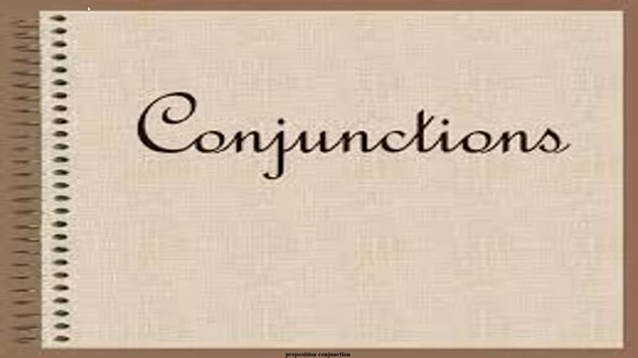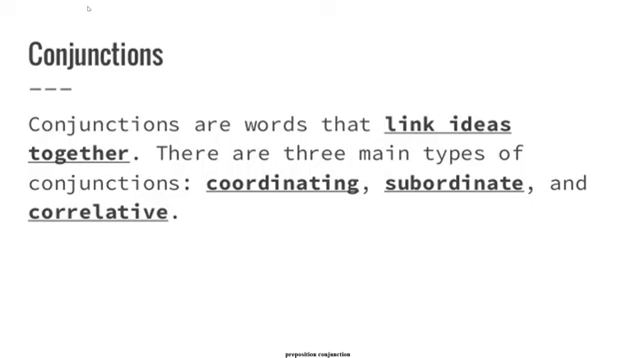Now coming on to conjunctions. Conjunctions are those words that link ideas together. Ideas can be sentences here. So if this is a sentence and this is a sentence, a conjunction is placed in between them, which acts as a joining word. These can also be known as linking words. There are three main types of conjunctions: coordinating, subordinating, and correlative.